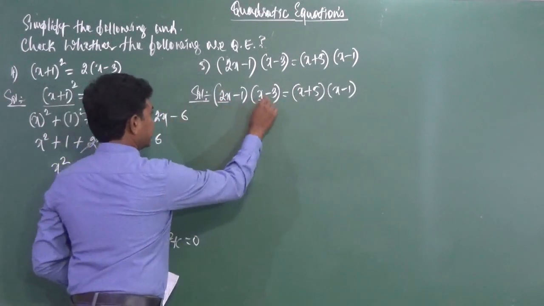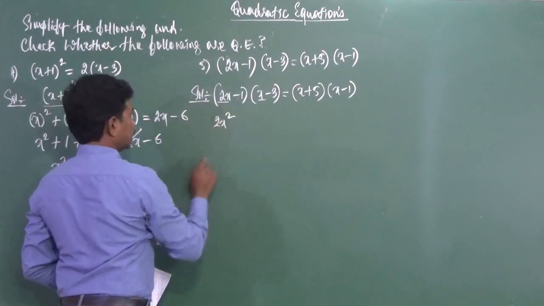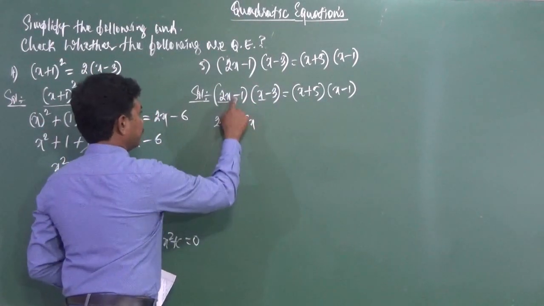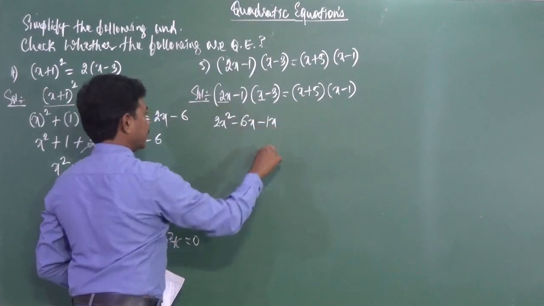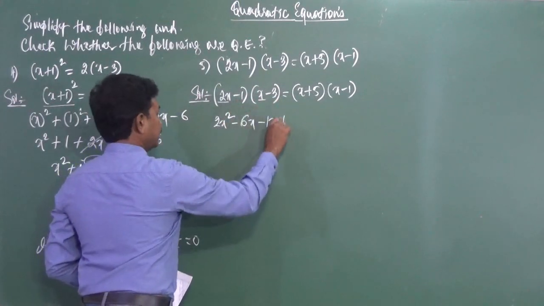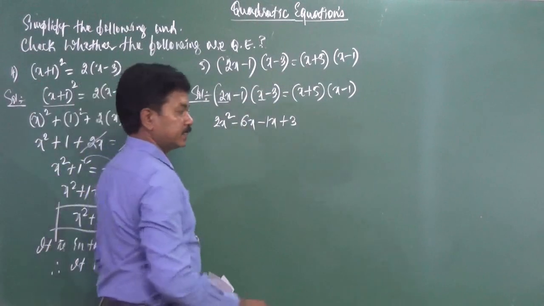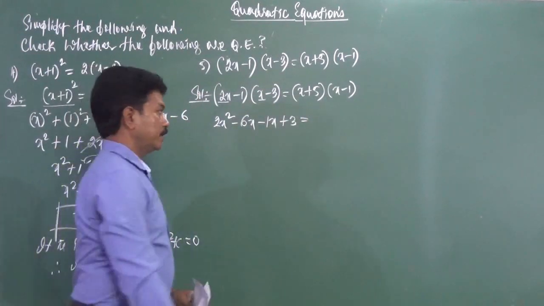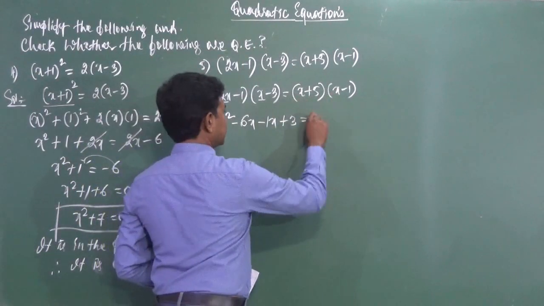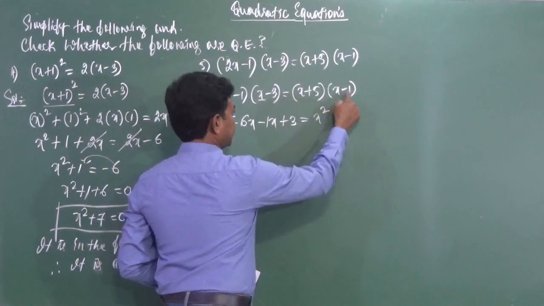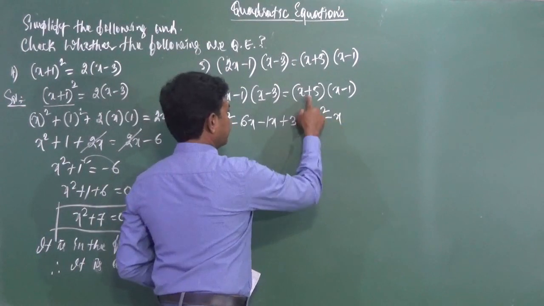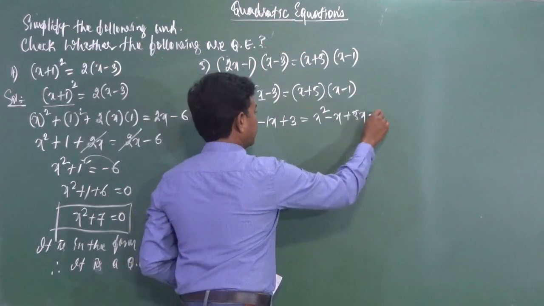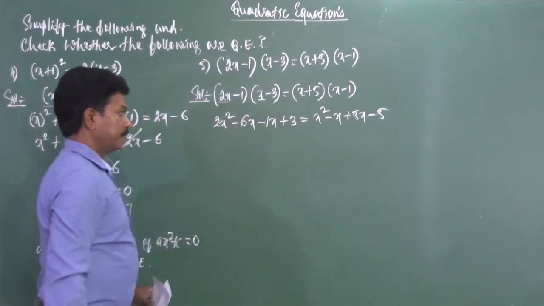So 2x into x, 2x square; 2x into minus 3, minus 6x; minus 1 into x, minus 1x; minus 1 into minus 3, plus 3. Right? You should follow this. You should look at the board. x into x, x square; x into minus 1, minus x; plus 5 into x, plus 5x; plus 5 into minus 1, minus 5. Right?